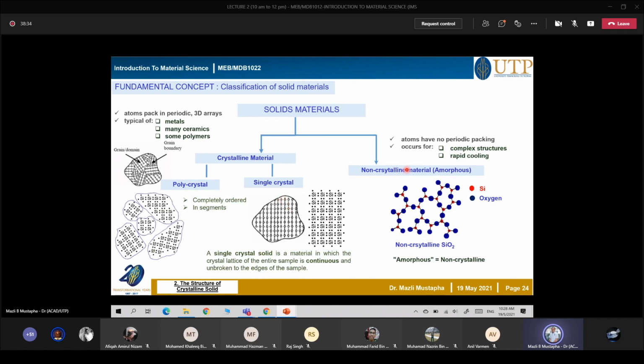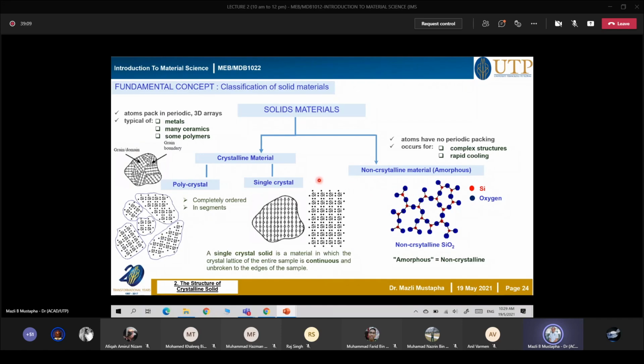For the non-crystalline material, amorphous, the atoms have no periodic packing, unlike this one, which is periodic. This has no periodic packing. It occurs in a complex structure and in a rapid cooling process. An example is silicon dioxide, our sand. Our glass is made of silicon dioxide. Amorphous means non-crystalline. So as long as you can draw like this, I think it's good enough.